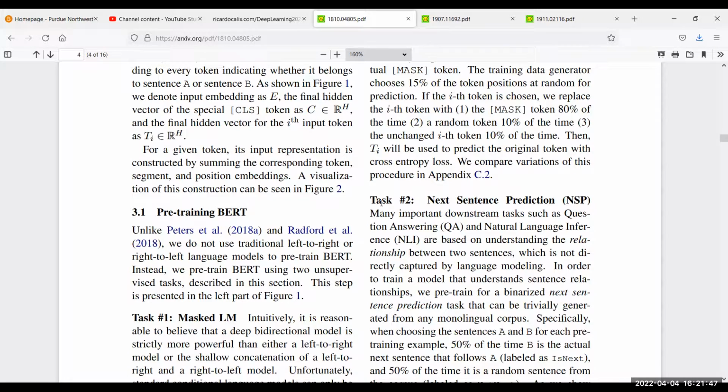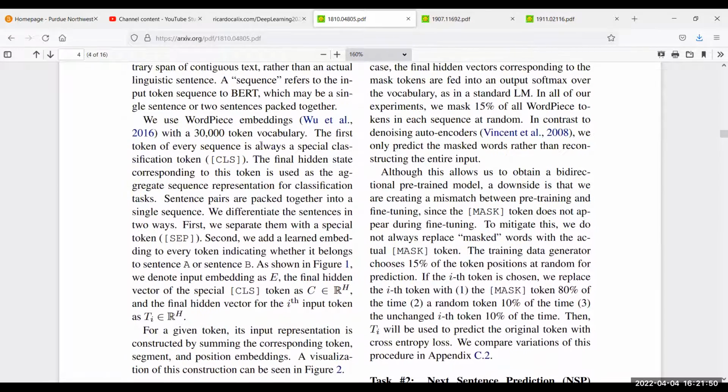Okay, notice here, it talks a little bit about how you give it one input, the CLS, and then you get the output token. Notice that the final hidden state corresponding to this token is used as the aggregate sequence representation for classification tasks. So this is what I said to you guys before. That first token, the output of it is the encoding of the whole thing. Notice that they use WordPiece for the subword embeddings, and the vocabulary was 30,000.